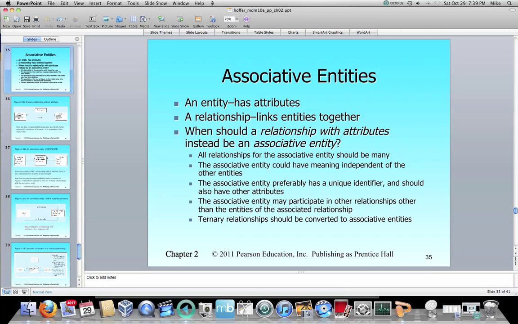And this is the last topic in Chapter 2. In this topic, we are going to talk about associative entities. So, what is an associative entity? It is an entity. Of course, entities have attributes.